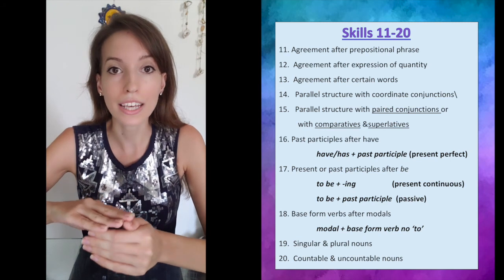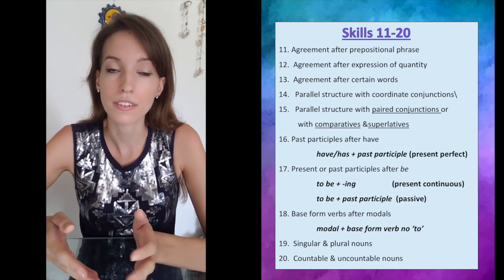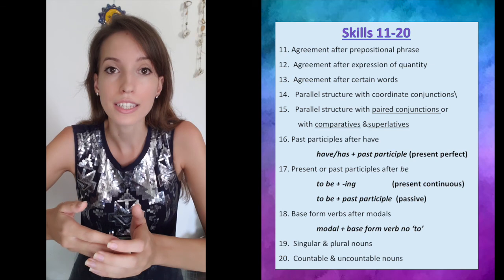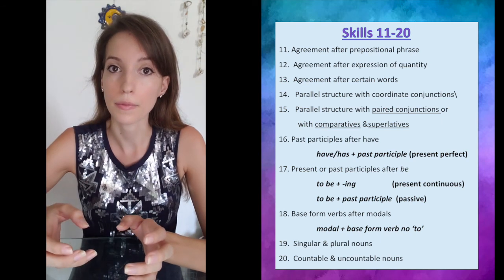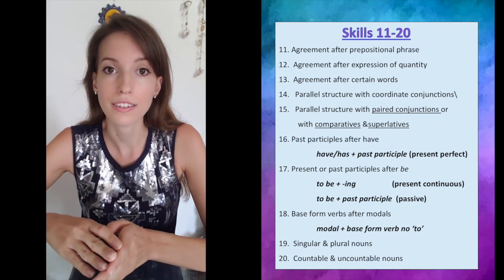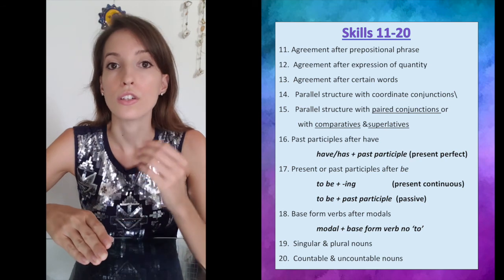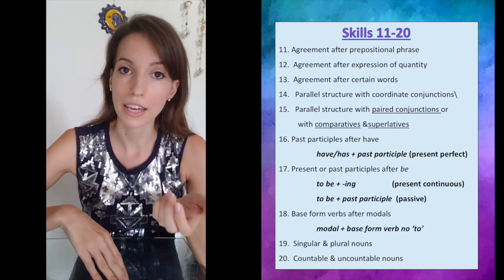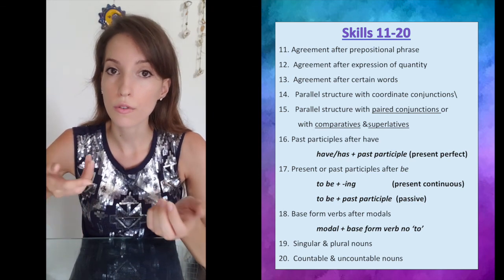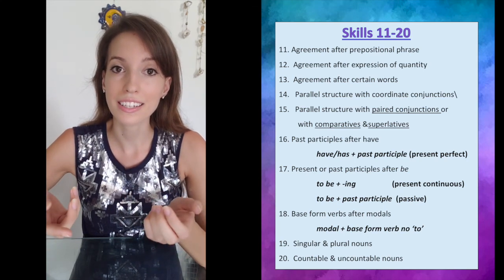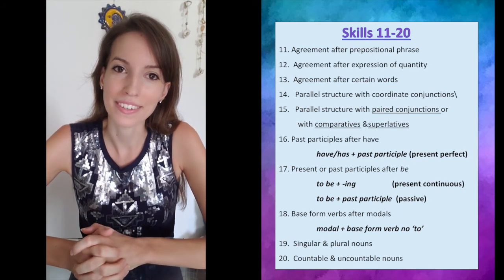Skills 19 and 20 are about nouns. Skill 19 is about singular and plural nouns. Certain expressions and key words tell you if a sentence needs a singular noun or if it needs a plural noun. So keep an eye out for those key words. And then Skill 20 is about countable and uncountable nouns. Certain expressions are only used with countable nouns, and others are only used with uncountable nouns. So you have to look out for those expressions to tell you if a sentence needs a countable or uncountable noun. Okay, let's look at some examples.